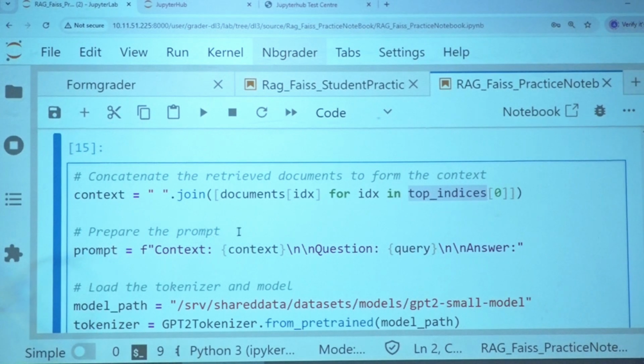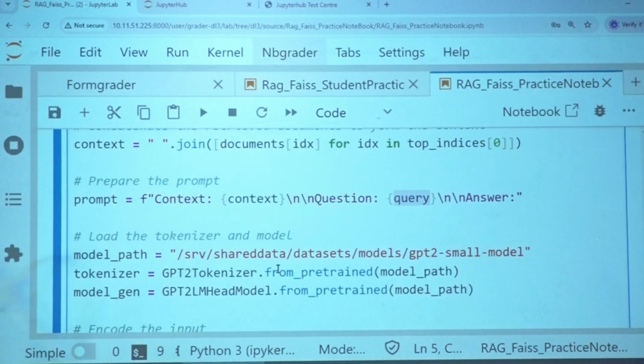See the prompt. It's a formatted Python string. Context is context, which we just created from the documents. Query is query, which we just got. Original query, not the encoded query. Encoding is over now. We got the documents for which this was the query. So we forget all the encoding now. Now we have the context and we have the query. Context is original documents which match this query based on the index, and the original query.